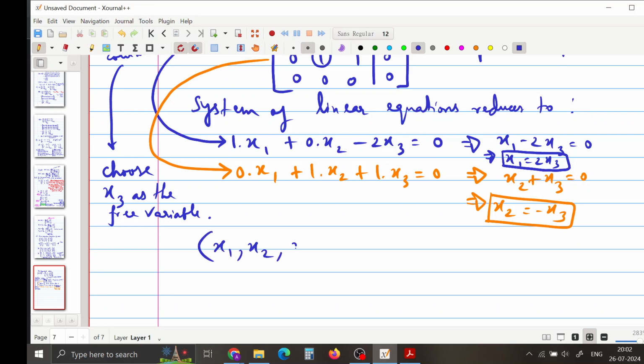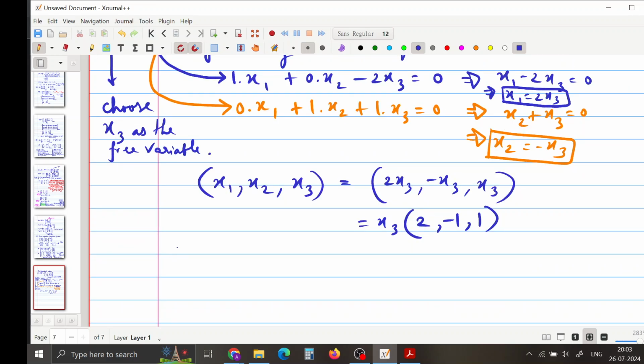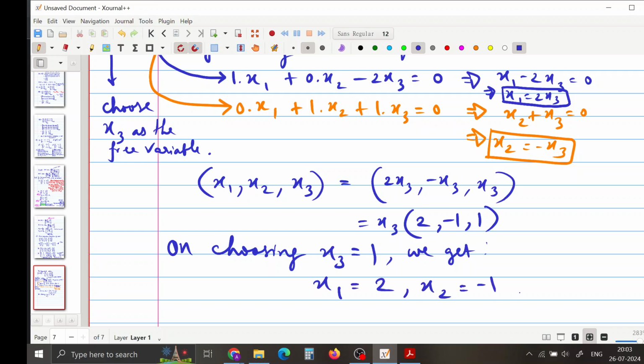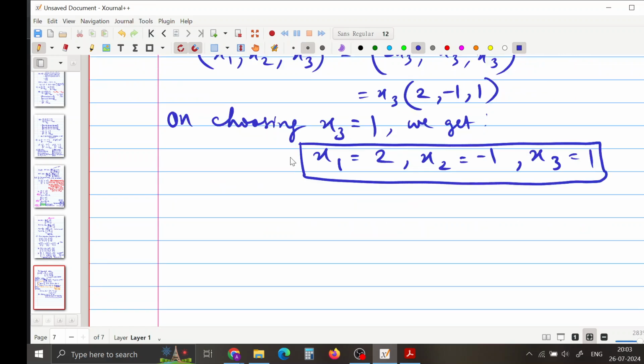So the solution is of the form 2x3, minus x3, x3. You can simply pull out x3 common: x3 times (2, minus 1, 1). x3 is the free variable. On choosing the simplest value, let's say x3 equals 1, we get x1 equals 2, x2 equals minus 1, x3 equals 1. This is one non-trivial combination of weights. All these are non-zero values, so that their linear combination gives you 0.